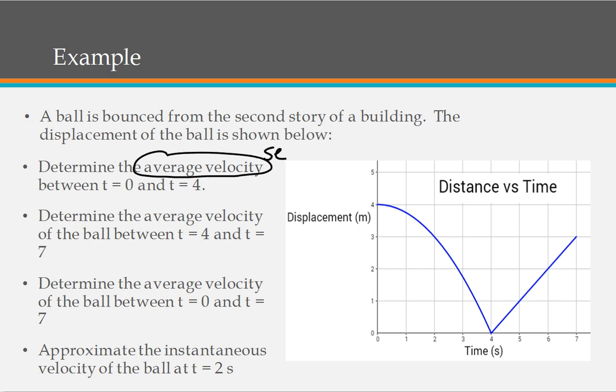Okay, so circle this word. Put secant, and I'll have you guys actually do this rather than me. You're going to connect time 0 to time 4 with a secant line and calculate the slope. Go ahead and do that now.